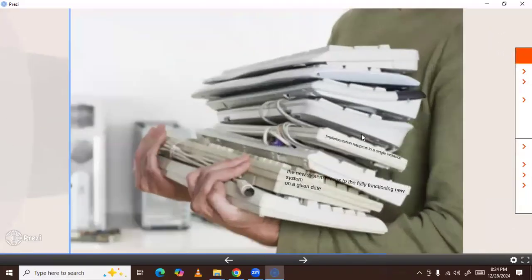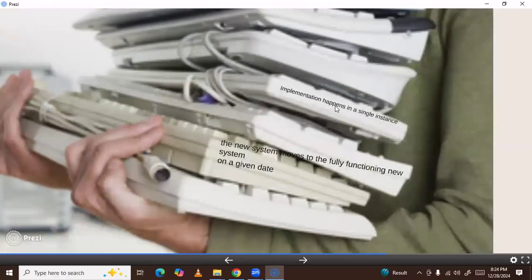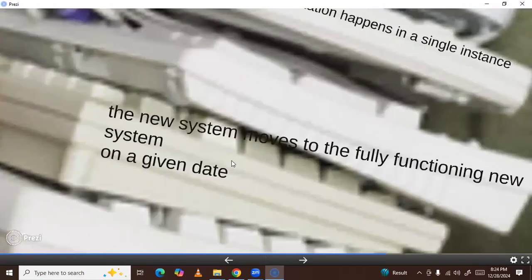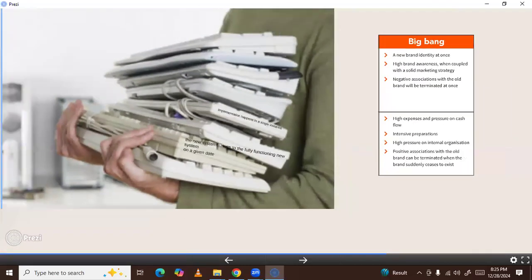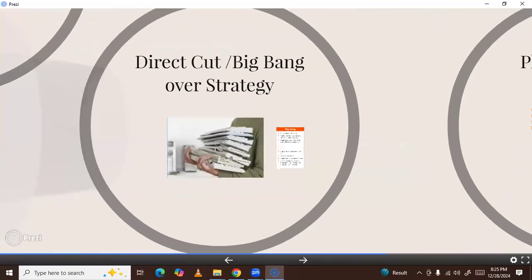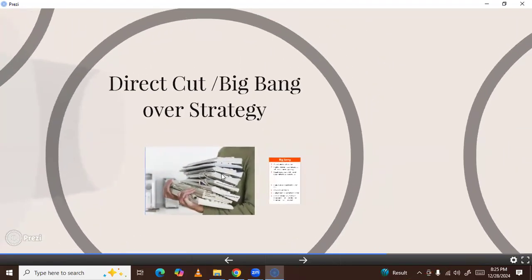Like when we shift house from one location to another, we shift everything. So all the data from the old system or manual, you shift to the new system, fully functional, and start using the new system. Not two systems, only a single system. For example, you are using a new mobile, so you take the data from your old mobile phone and migrate to your new mobile phone, and you use the new one and throw away your old system. So this is called direct cut or big bang strategy.